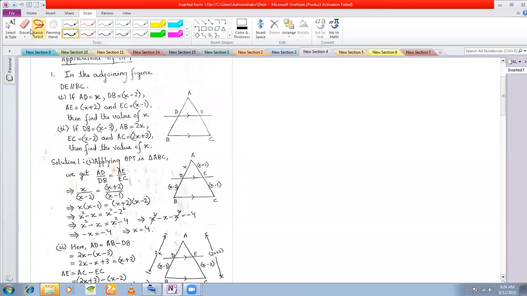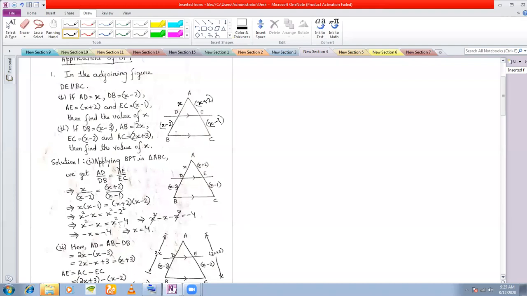In the first problem, it is given to you that DE is parallel to BC. Okay, these two are parallel. Given also AD is equal to X. That means this side is given to you as X. DB is X minus 2. AE is X plus 2. And EC is X minus 1. This is given to you.